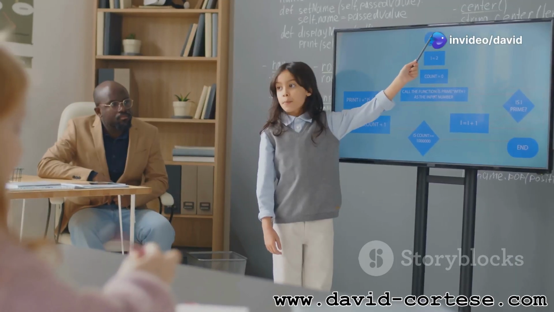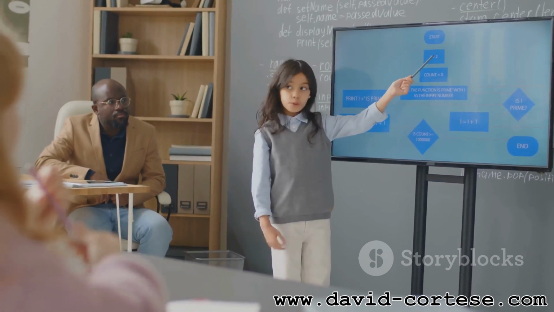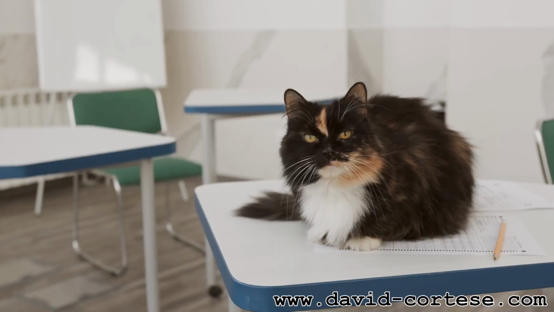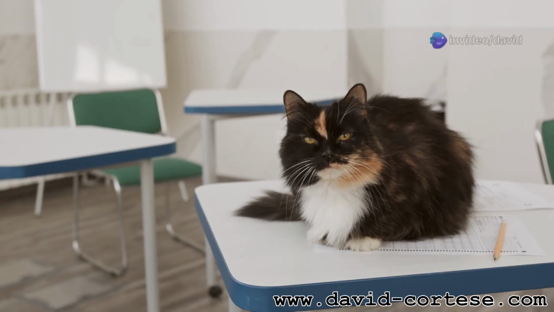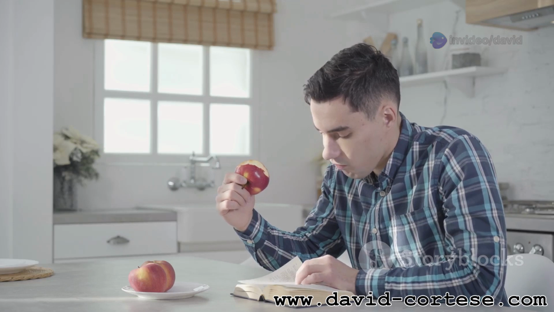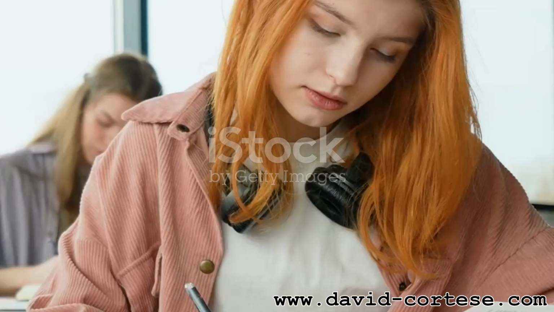On the other hand, indefinite articles, a and an, are used when we talk about something for the first time or something not specific. We use a before words that start with a consonant sound, like a cat or a university, even though university starts with the vowel U. We use an before words that start with a vowel sound, like an apple or an hour.